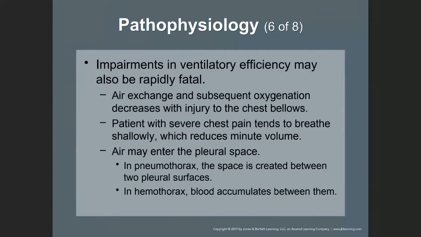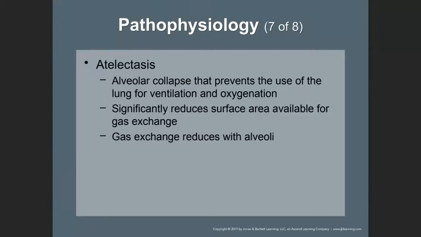Air may enter the pleural space. In pneumothorax, air creates a space between the two pleural surfaces. In hemothorax, blood accumulates between them. Atelectasis may also occur, the alveolar collapse that prevents the use of the lung for ventilation and oxygenation.